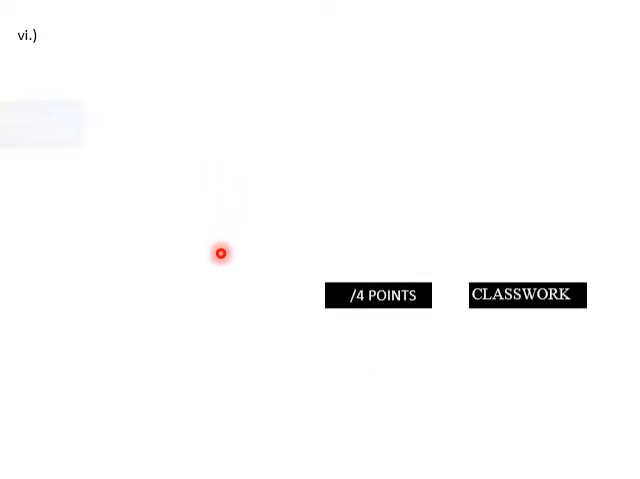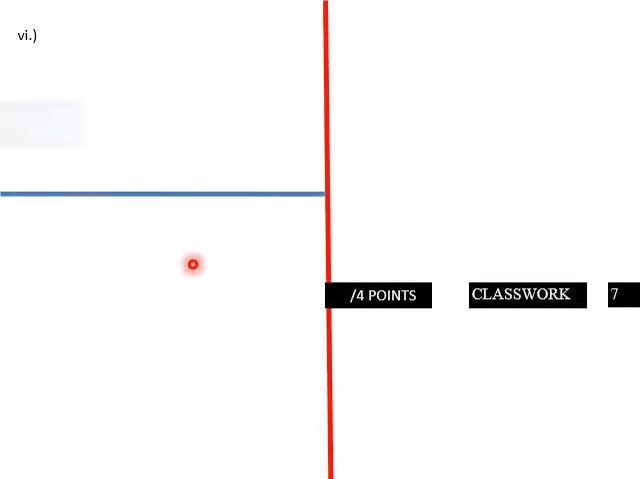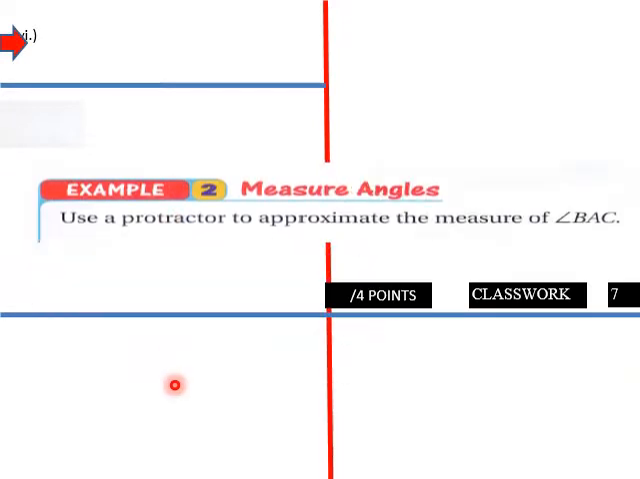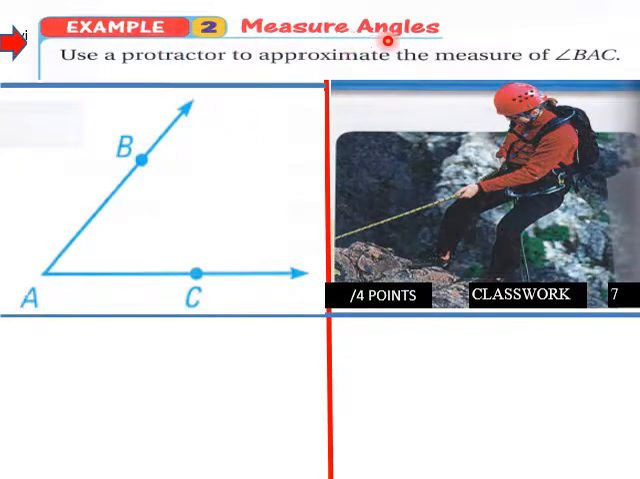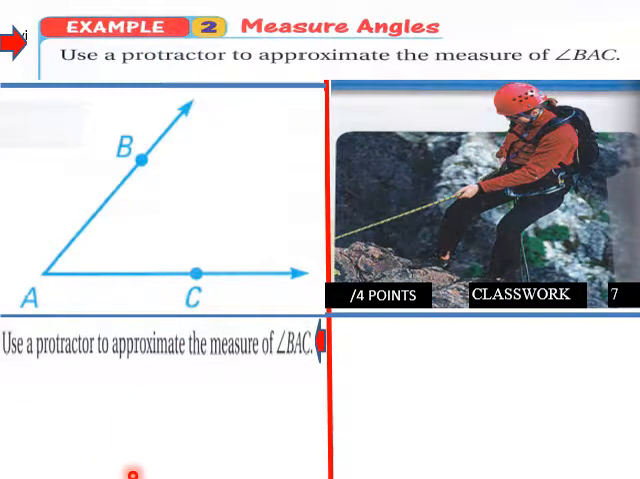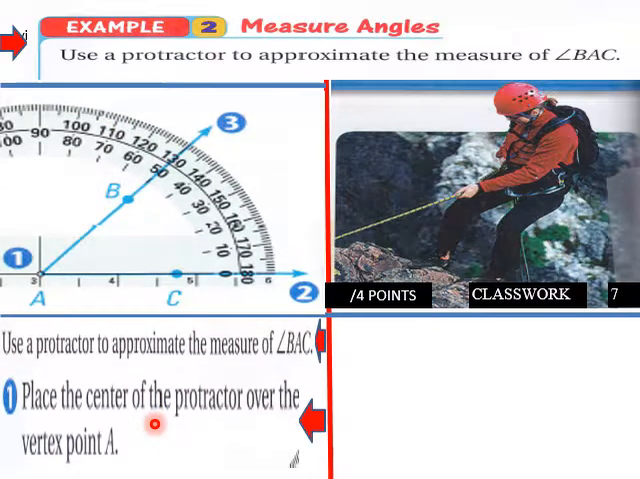The measure of an angle. Okay, you have to go look at the video to see that, or get the PowerPoint. PowerPoints are available too at the email. Use a protractor to approximate the measure of angle BAC. So angle BAC, get out your protractor. Use a protractor, and when you put a protractor on it, this is what it should look like here. Where does it cross here?